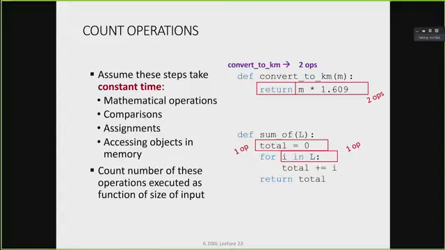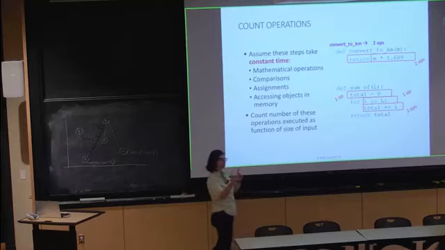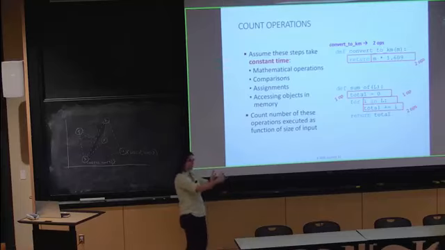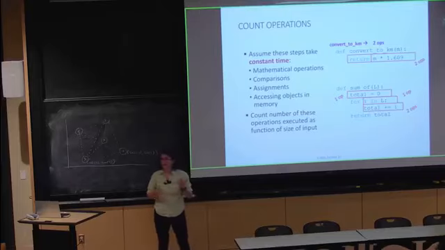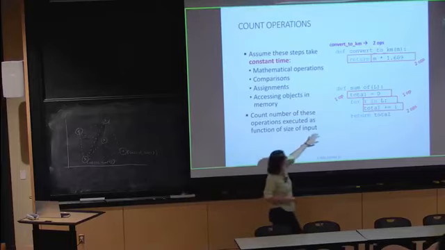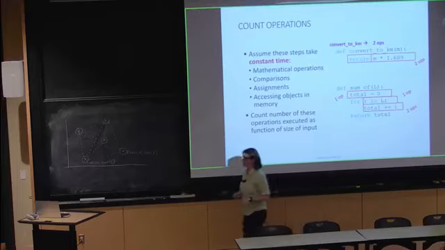It'll have 2 operations for this total plus equals I, right? Remember, total plus I on the right-hand side is one operation, and total equals that is my second operation, so that's 2 operations. And then, let's not forget our for loop. That's kind of the important part of this function.